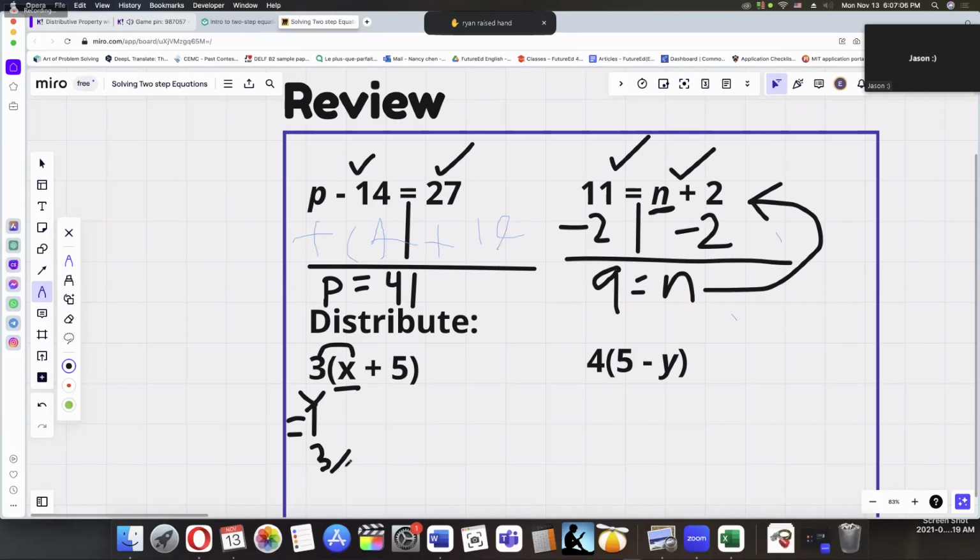So we shoot the first Angry Bird. The 3 hits the x, so it's 3x. And then we shoot the second Angry Bird. 3 hits the 5.